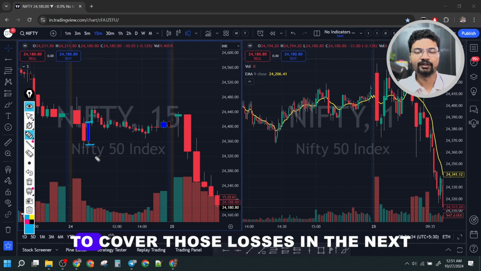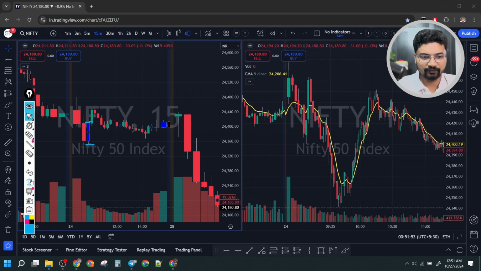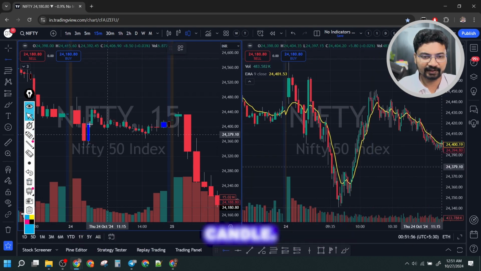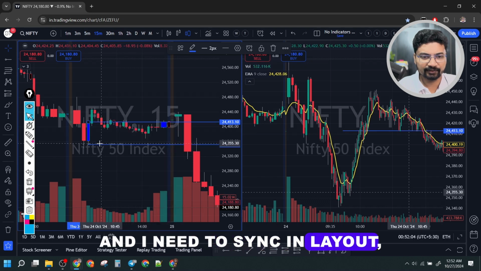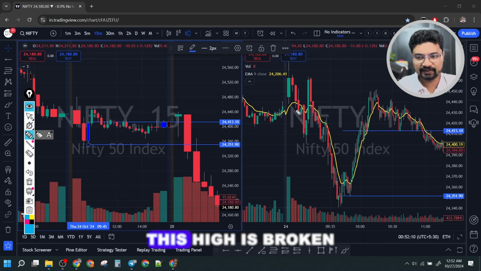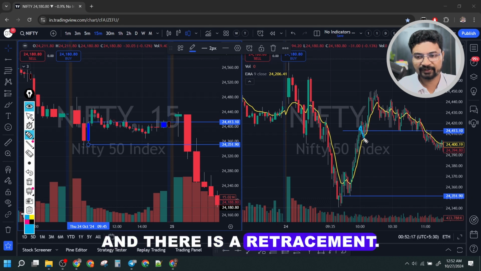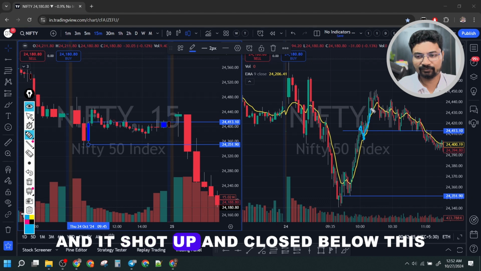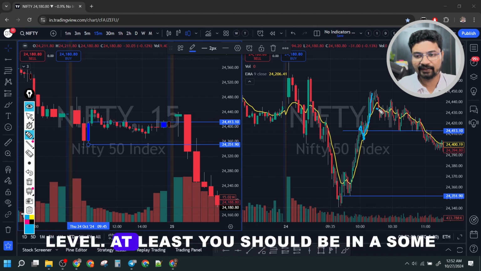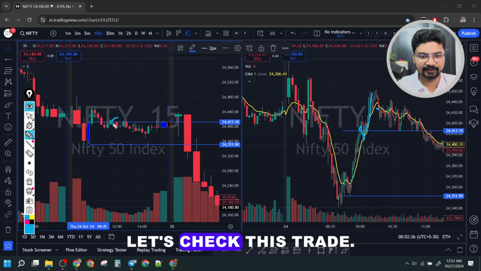It is easier to cover those losses in the next profitable trades if you can capture bigger profits in a trending move. Let's plot the high and low of this candle. High, low, and I need to sync in layout. This high is broken in the next 1 minute, and there is a retracement. This candle did not close below this 9 EMA, and it shot up and closed below this level. At least you should be in some profit in this trade. So let's check this trade.